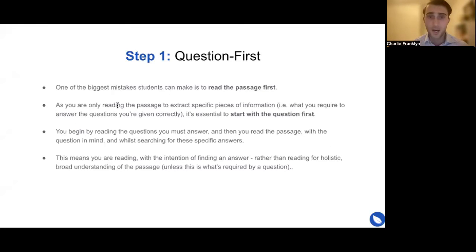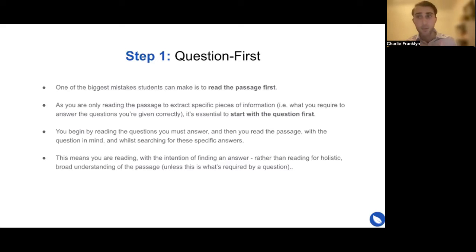And the key thing to remember here is, as you're only reading the passage to extract very specific pieces of information, it's essential to start with the question first. So you start with the question, then you read the passage. And when you're reading the passage, you're not reading it idly. You're not thinking, I just want to understand this passage just for fun. You're reading this passage with the intention of finding a specific answer. And if you find an answer straight away, great, that's it. And same thing, if you think you know where that information would be housed, which is one of the secrets that we'll go through later.